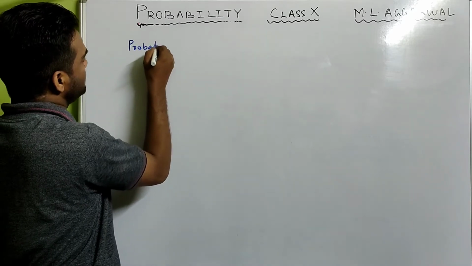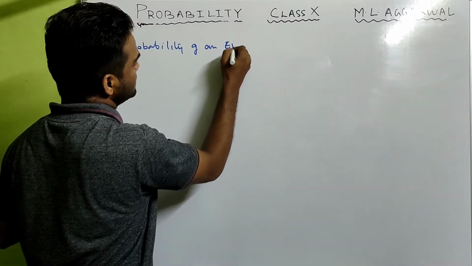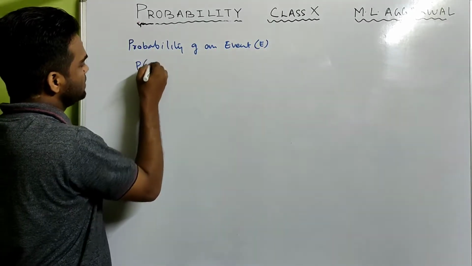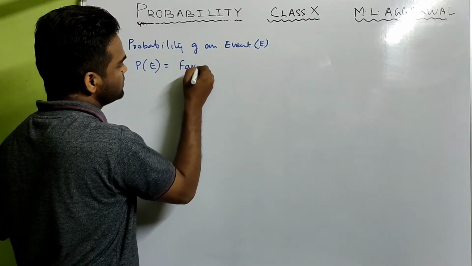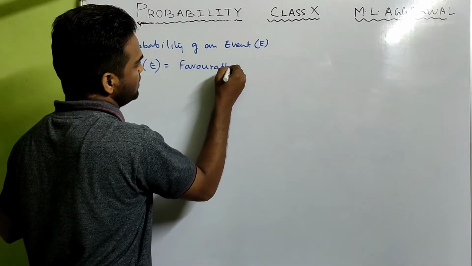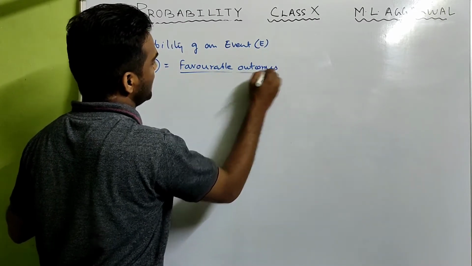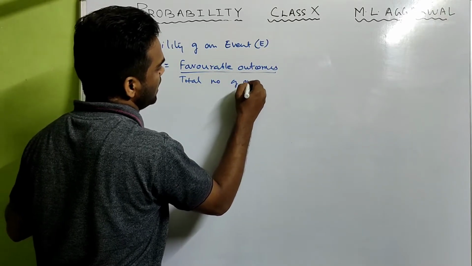Probability of an event, suppose E, is given by P(E) is equal to favorable outcomes divided by total number of outcomes.